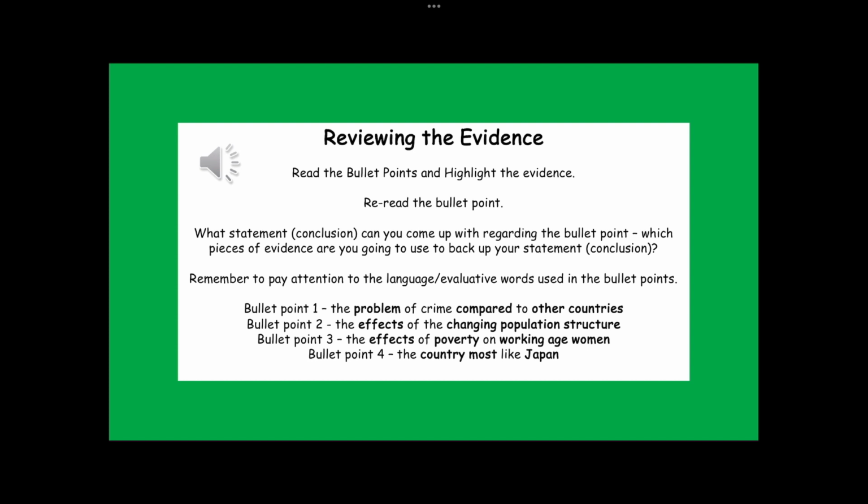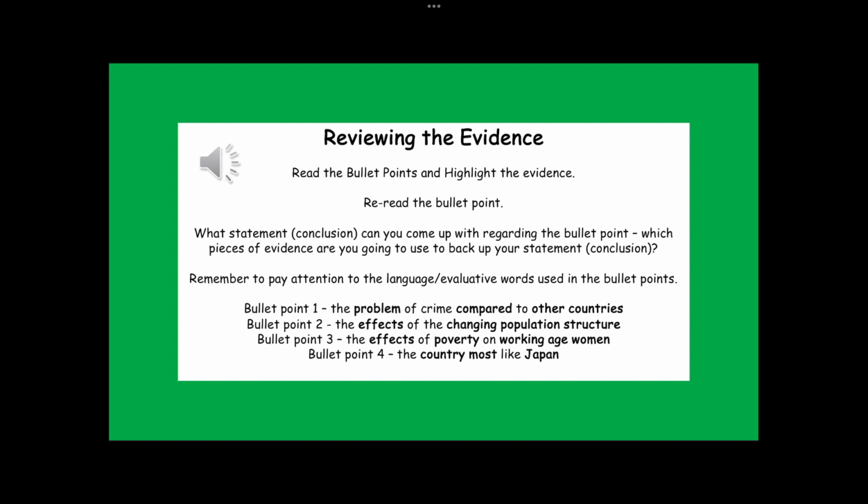So we're now going to look at how we review the evidence. So like I said, the first thing you should do is read the bullet points. Then you should read through your sources and highlight the key pieces of evidence that you think link to the bullet points that the question's provided. After you've done that, reread the bullet points and really make sure you know what it's asking you to make a conclusion about. Then you should start to think about what statement or conclusion you could come up with regarding each bullet point. Think about which pieces of evidence you're going to use to back up your statement. In other words, how are you going to back up your conclusion?